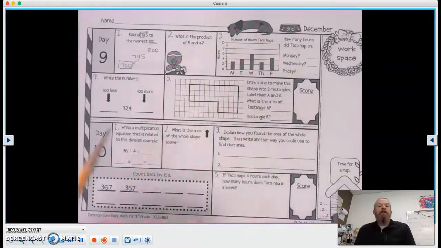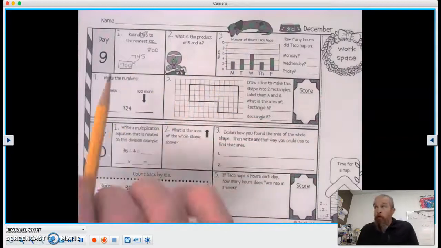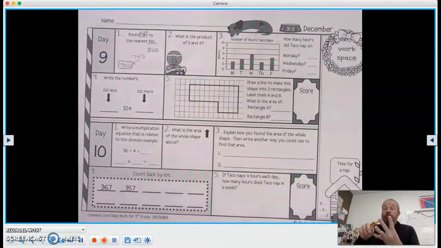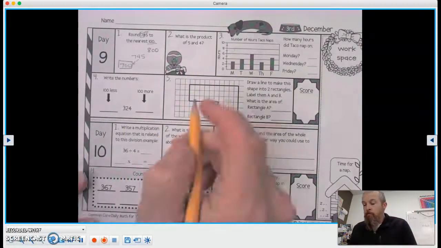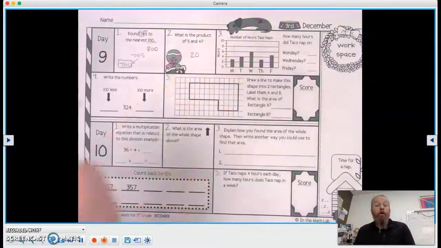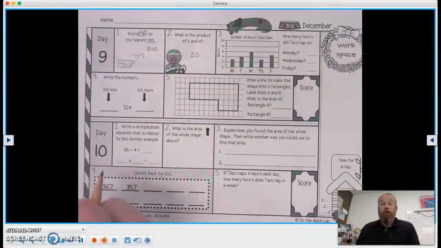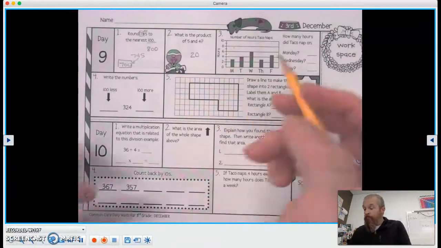Okay, what is the product of 5 and 4? Product is the fancy way to say what's the answer of 5 times 4, right? It's a multiplication answer. So 5 4s or 4 5s: 5, 10, 15, 20. Or 4, 8, 12, 16, 20. Whichever way you want to go.